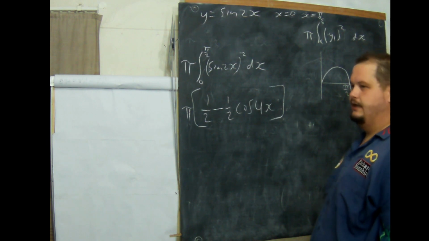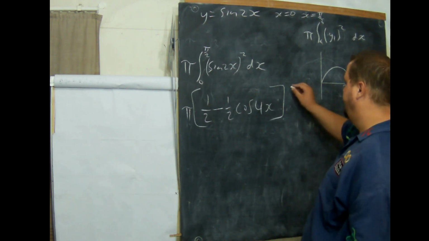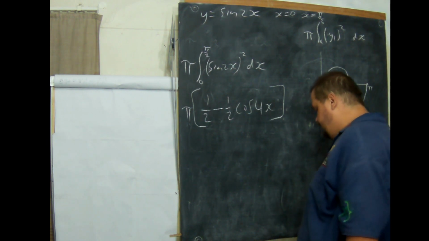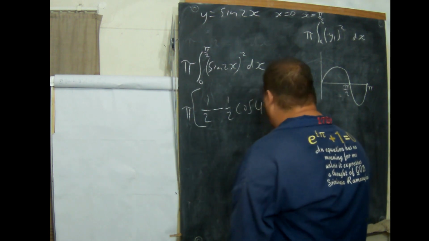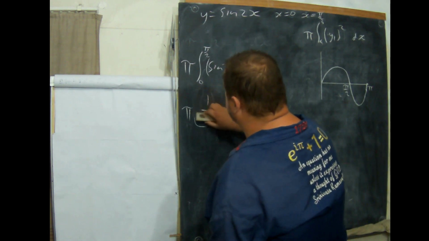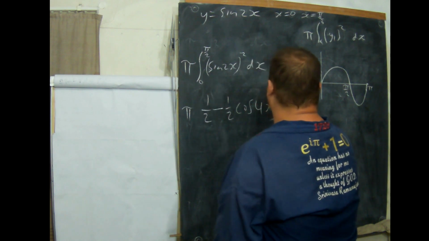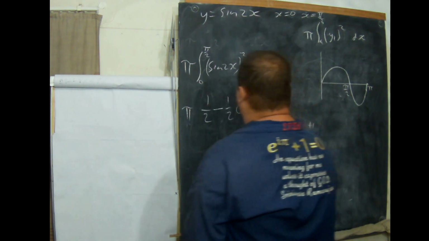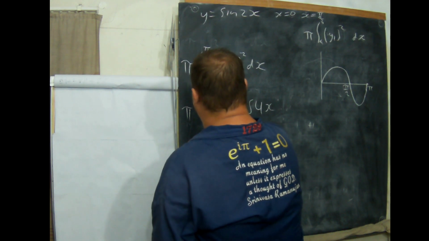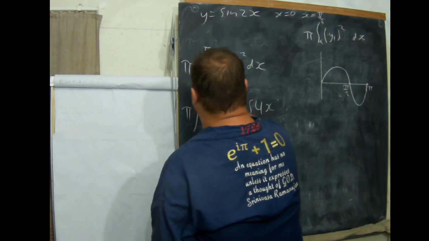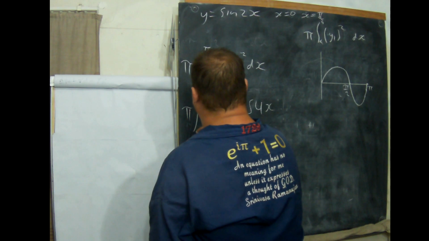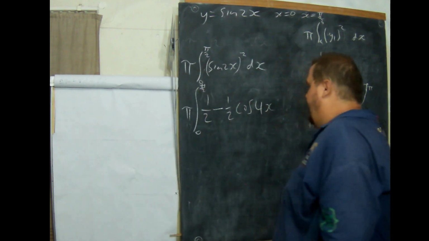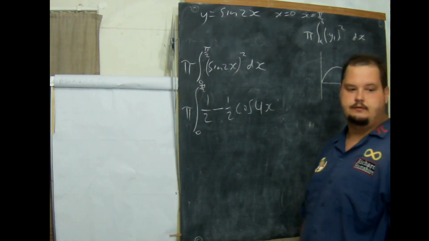Now we can integrate. Now we're going to integrate, because that is an identity. This is an identity. Now we can integrate this identity, because sine squared cannot be integrated. It has to go through an identity.